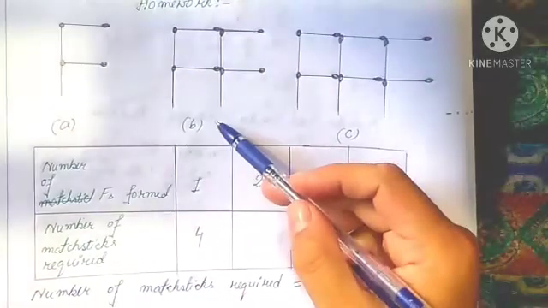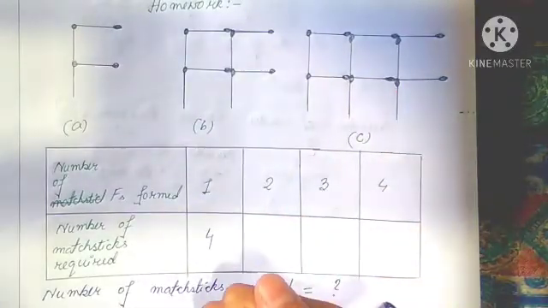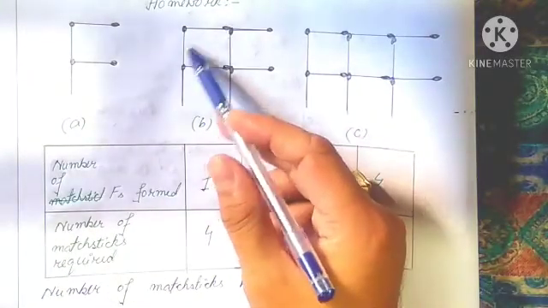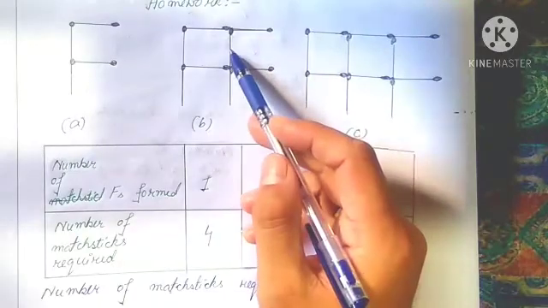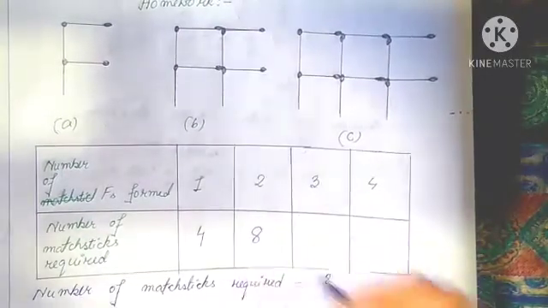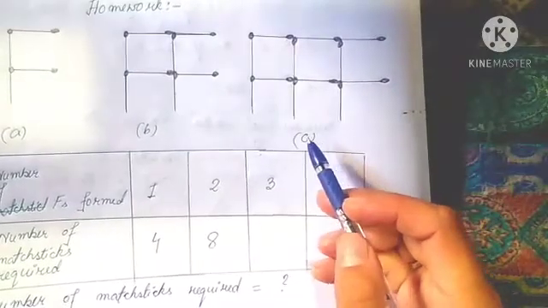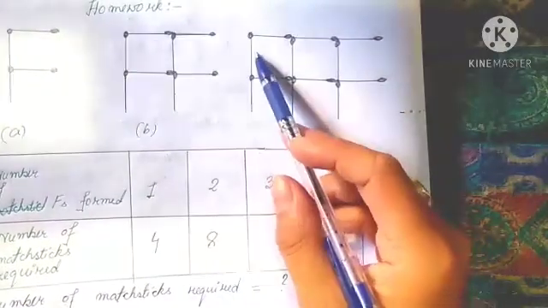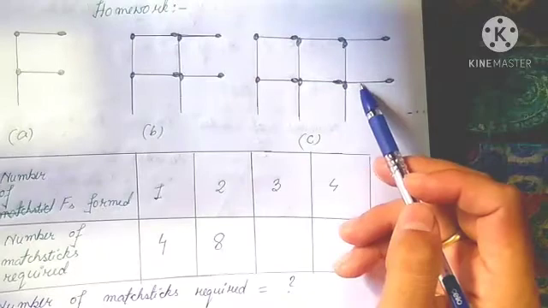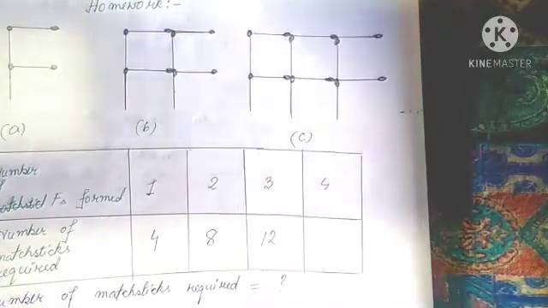Then in the next figure we have made how many F shapes? 2 F shapes using mastics. So let's count how many mastics are required. 1, 2, 3, 4, 5, 6, 7 and 8. 8 mastics are required, so we will write 8 here. Then what about the next figure? Let's count how many mastics are required. 1, 2, 3, 4, 5, 6, 7, 8, 9, 10, 11 and 12. 12 mastics are required, right?